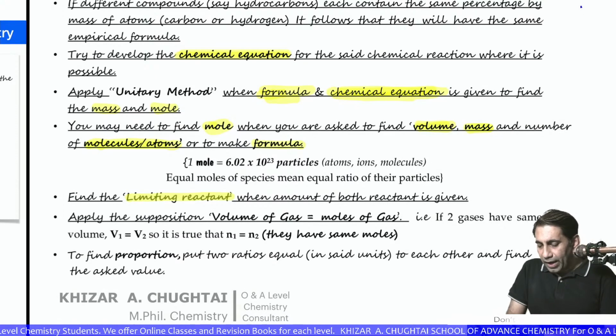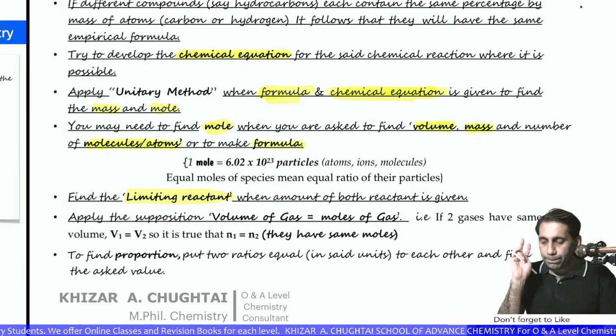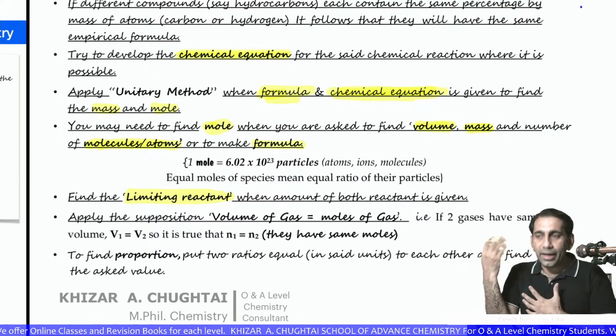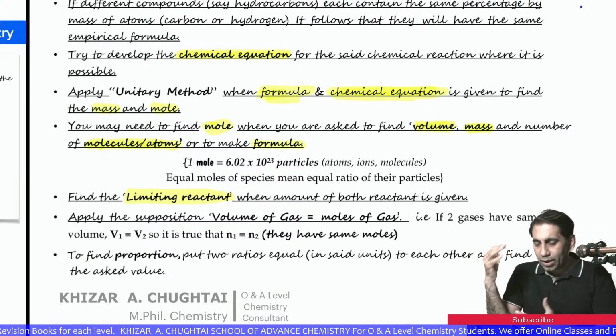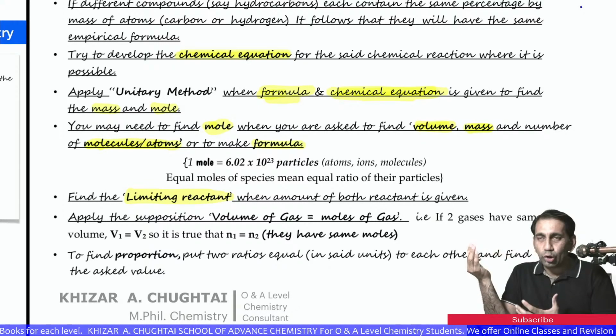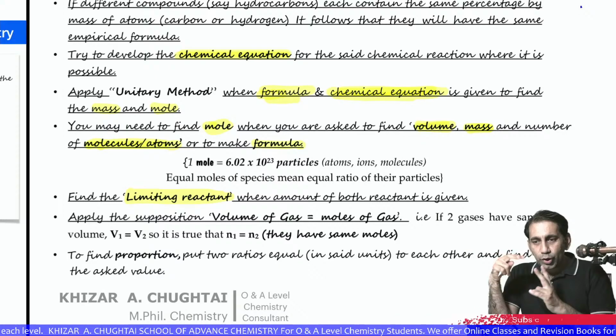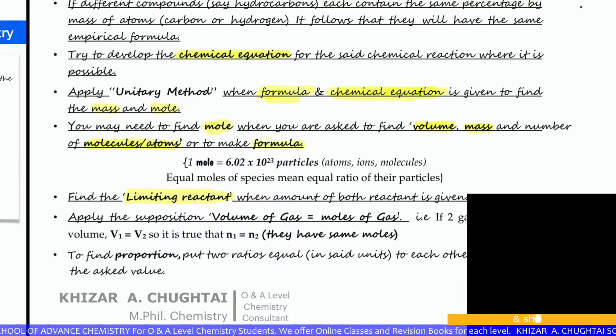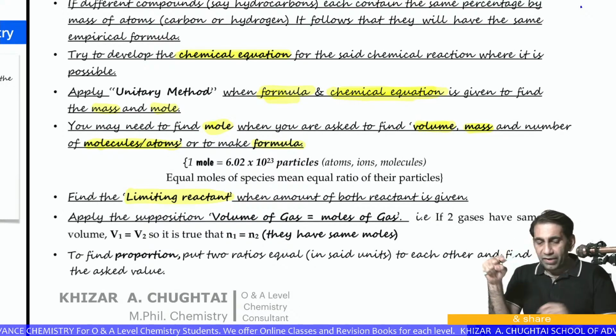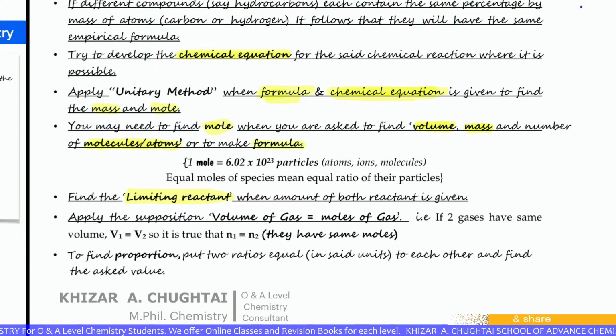You will have to find the limiting reactant if both reactants are in known quantity. I mean, none of the reactants is said to be the excess one. If both quantities are given, both moles or both masses, and none of the reactants is said to be in excess, then you will have to use this rule, that is the limiting reactant.